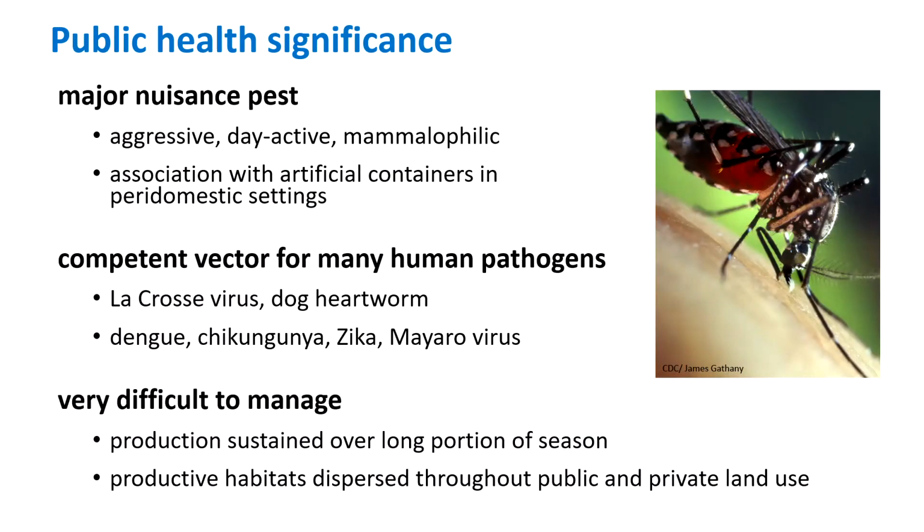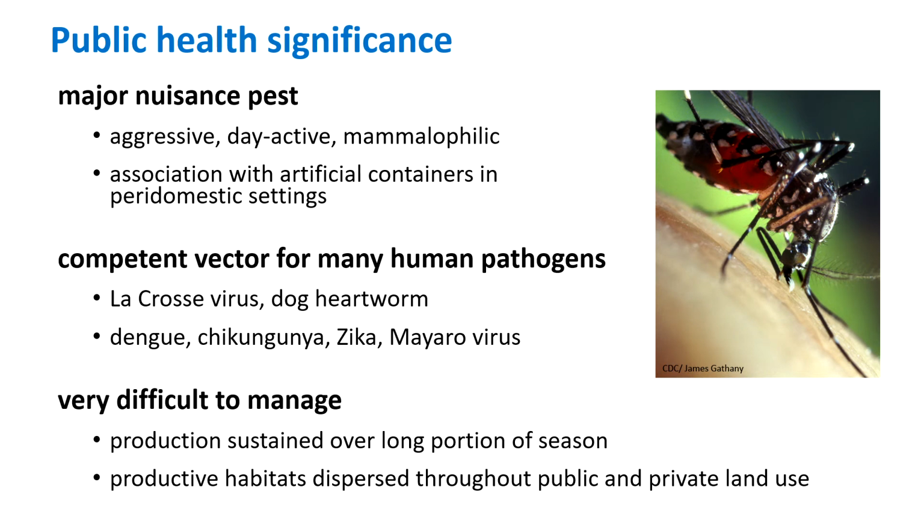And so the main significance of this mosquito in Illinois is as a nuisance pest. It's an extremely aggressive species. It's day active, and it prefers to feed on mammals. And it also has this high affinity for using these artificial containers, which really brings it in close proximity, both in time and space, with people.